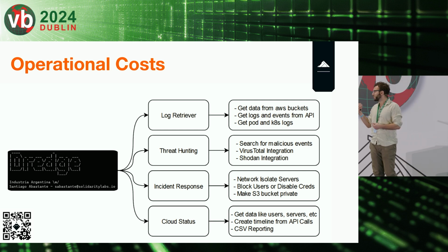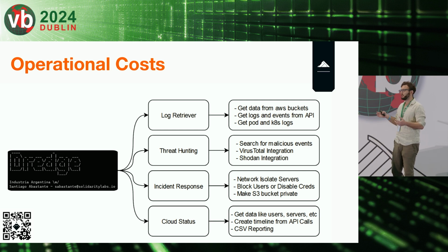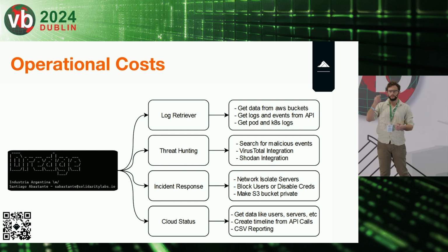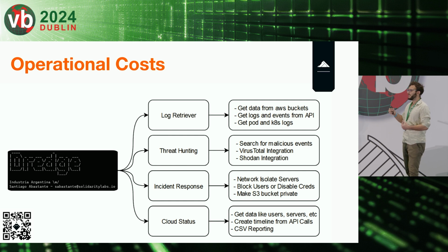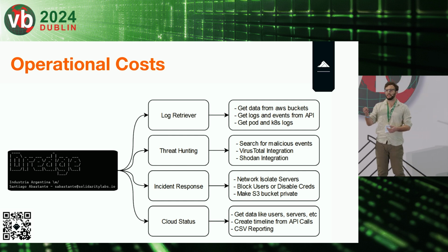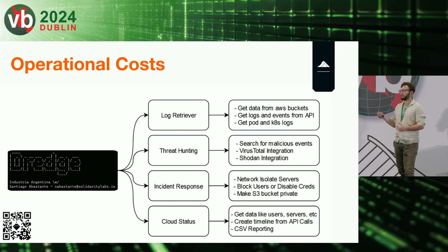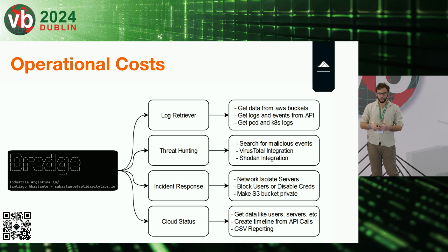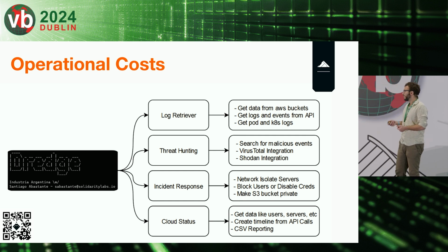It has also a threat hunting model that allows you to segment those queries and to get specific data that you want. For example, if we were talking about this IAM user creation for persistence, you can use the threat hunting model to get that specific API call to understand if you were compromised instead of only trying to look for the logs. We have an incident response model that allows you to respond to the incident.